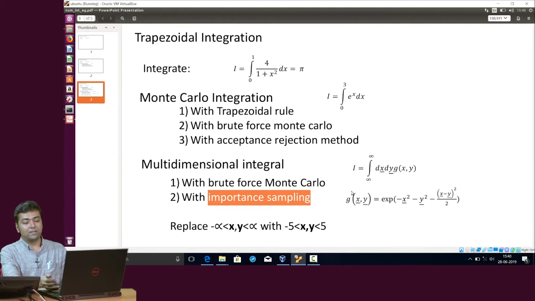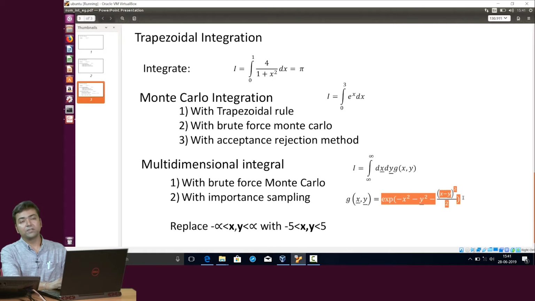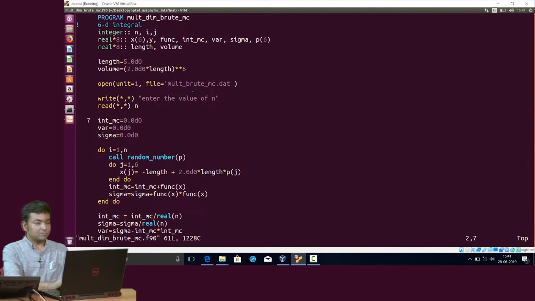So, we will restrict the limits to minus 5 to plus 5, and this is a very valid assumption, because this function, as you can see, is typically of the form of a Gaussian, which decays exponentially, e to the power minus x square. That is the rate at which it decays. So, it decays very fast, and it has a long tail which will have negligible contribution to the integral. So, let us see how it is done.